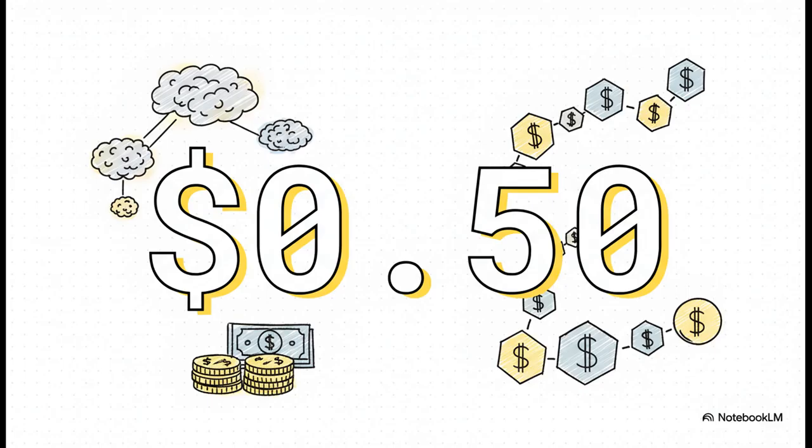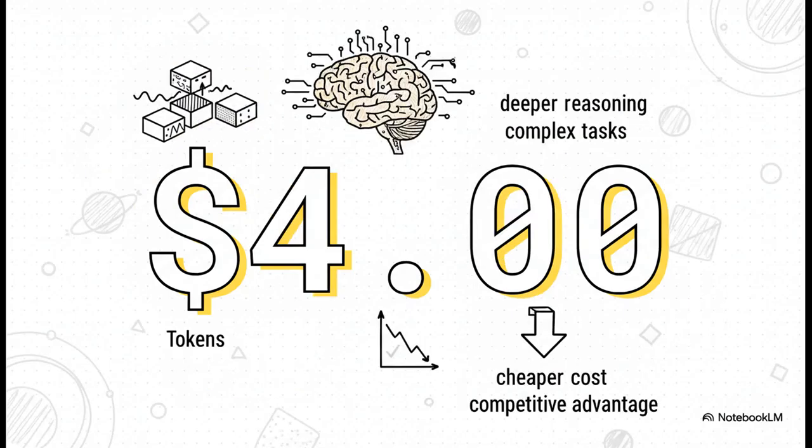And at just 50 cents for a million input tokens, the cost of actually running these agents is just shockingly low. Now, if you do need to bring in the big guns, Gemini Pro, for a really complex reasoning task, the cost does go up. But even at its most expensive, $4 per million tokens is still less than what you'd pay for a lot of the other top-tier models on the market.